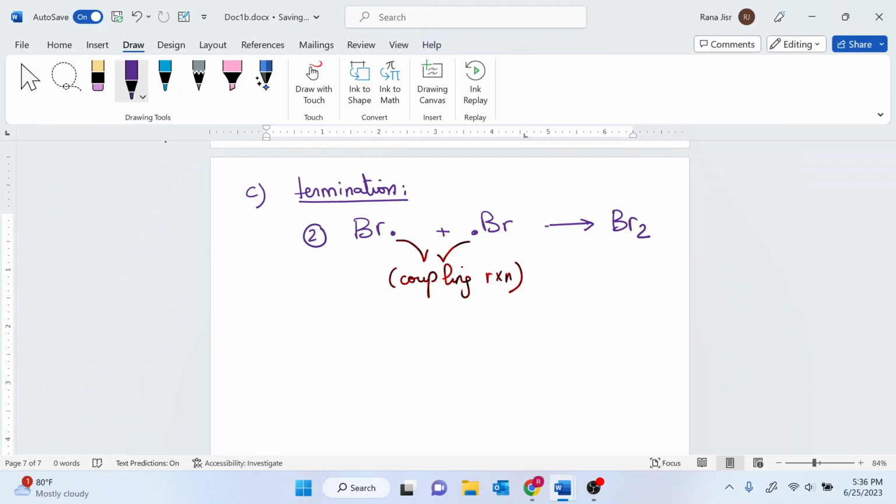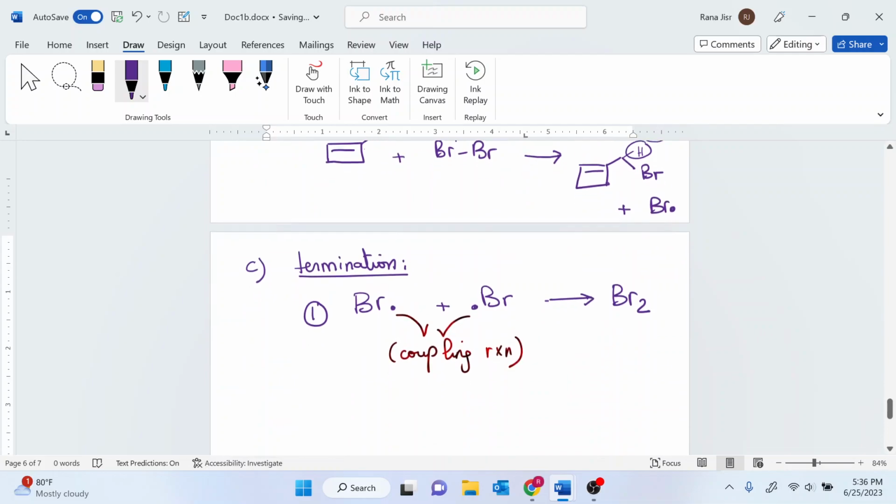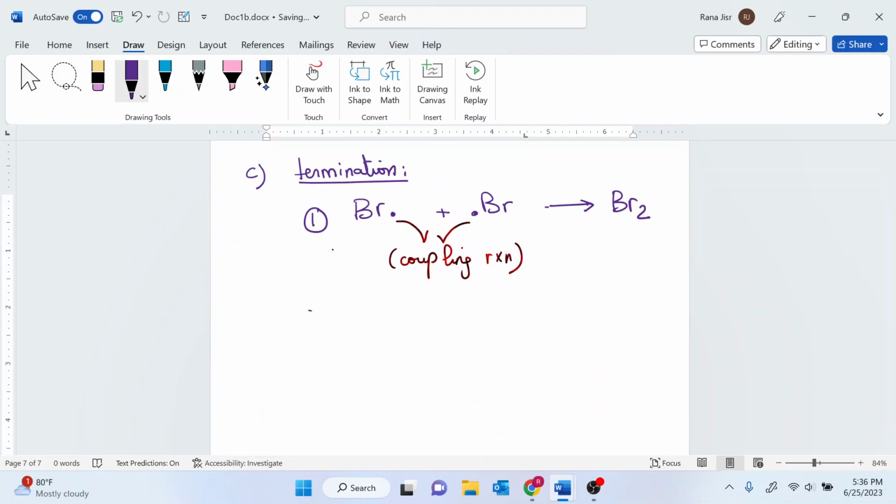Let's say, this is going to be one, okay? And then let's do this one over here. Let's go ahead and first, let's do the NBS. So we already created this radical here. We can react it with the bromine radical that is forming and make the NBS.